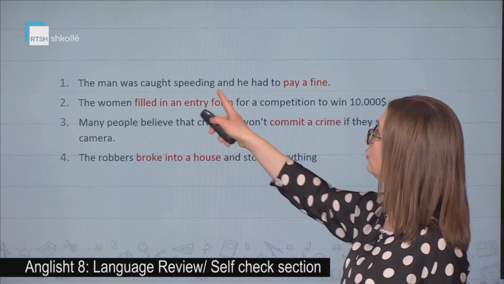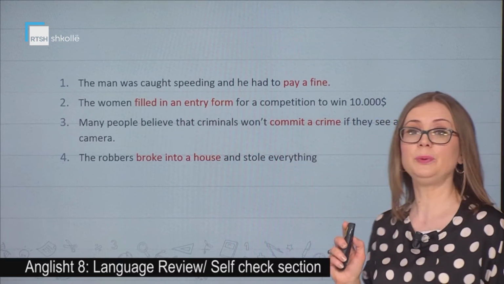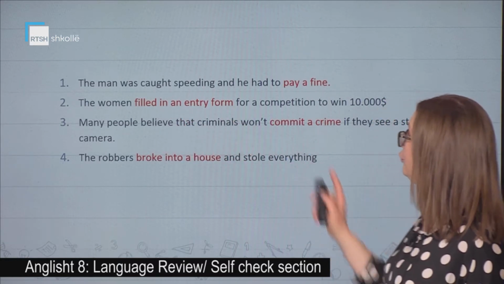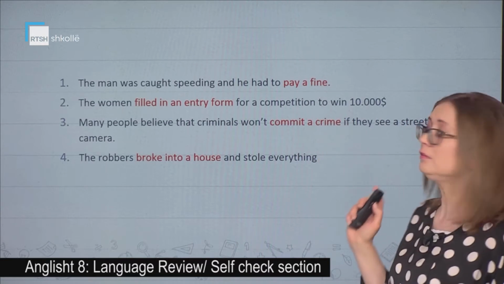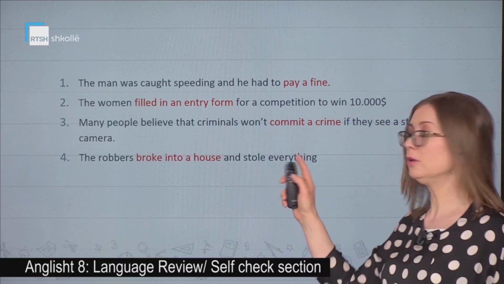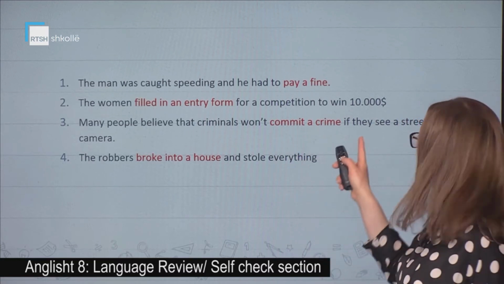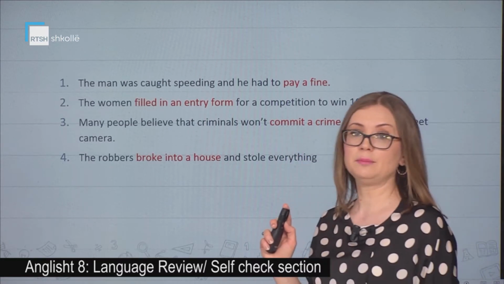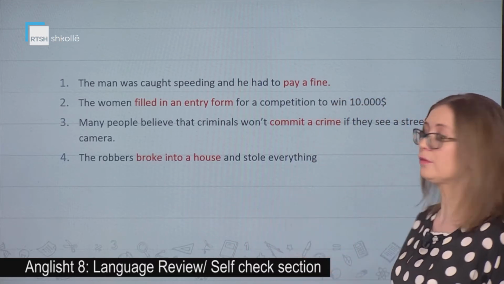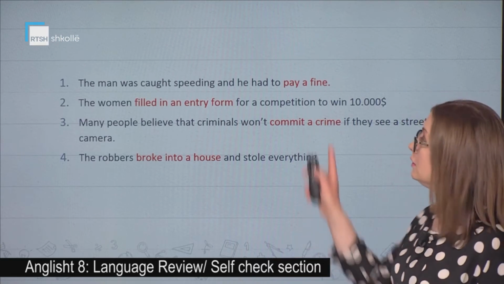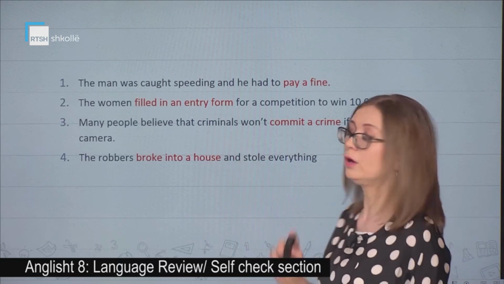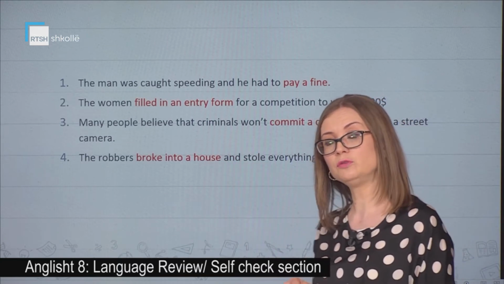The man was caught speeding and he had to pay a fine. The woman filled in an entry form for a competition to win $10,000. Many people believe that criminals won't commit a crime if they see a street camera. The robbers broke into a house and stole everything. So these are the sentences I formed with 4 of the phrases that we formed together before.